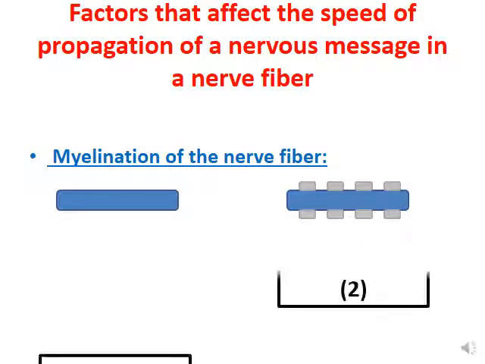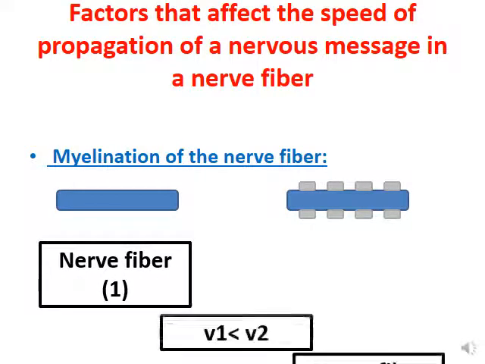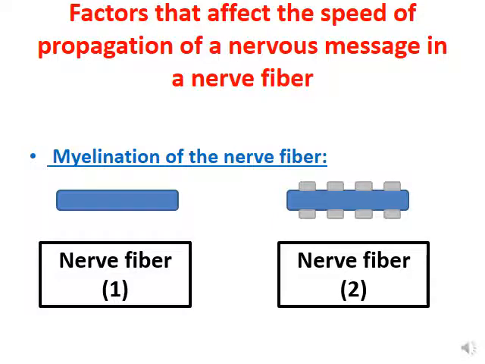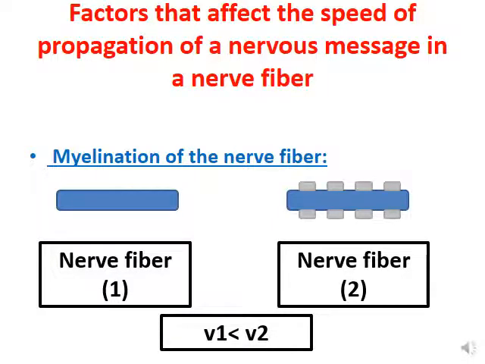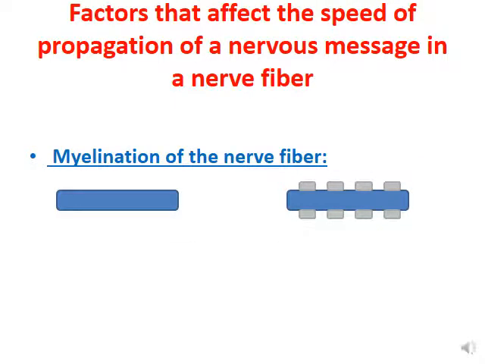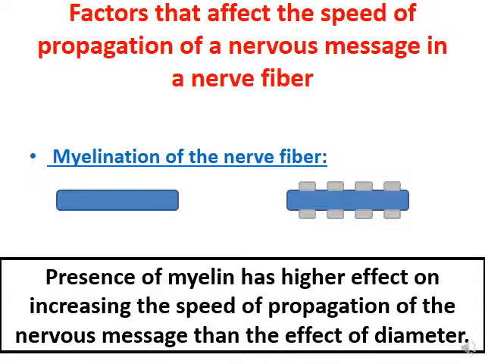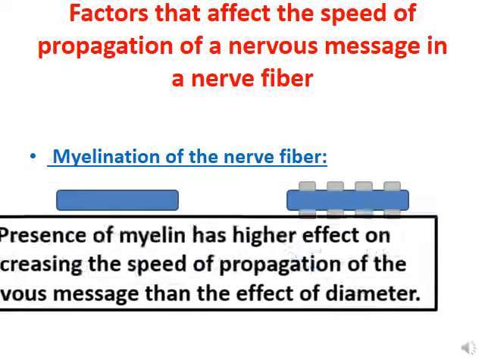Second, myelination of the nerve fiber, the presence of myelin. As we have myelin, sure, the speed is going to be higher. So V2 for nerve fiber 2 is greater than V1 for fiber 1. As a conclusion, the presence of myelin has a greater effect on increasing the speed of propagation of the nervous message than the effect of the diameter.